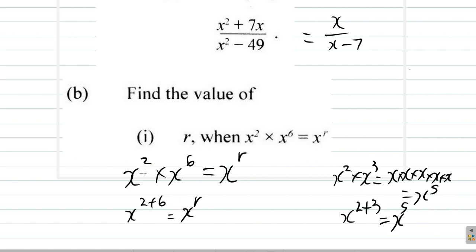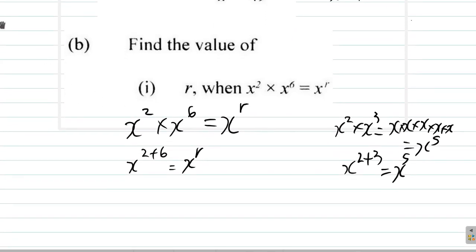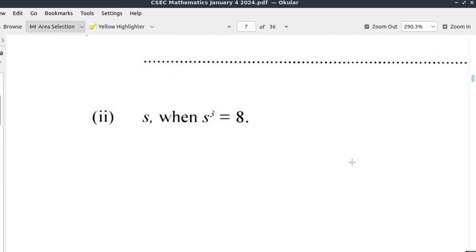Because x to the 2 means 2 x's multiplied by one another, and x to the 6 means 6 x's multiplied by one another. So if you have 2 x's multiplied, and then they multiply 6 x's, how many x's are you going to have? 6 and 2, 8. So 8 x's are going to multiply one another. So what you have is x to the 8 equals x to the r. So r must be what? Let me rewrite my r here. So r equals 8. You see, r would equal 8.